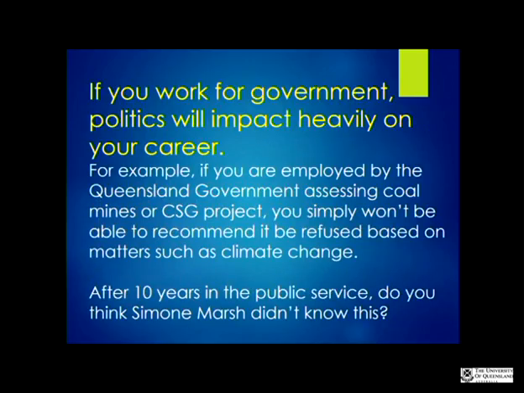So it says, if you work for government, politics will impact heavily on your career. So true. If you're employed by the Queensland Government, assessing coal seam gas and coal mines, you won't be able to recommend that they refuse them because of things like Scope 3 emissions and climate change. You won't be able to refuse coal seam gas projects based on cumulative groundwater impacts. These are things that aren't politically part of our current decision-making frameworks.